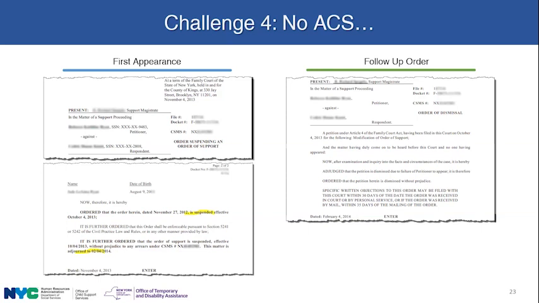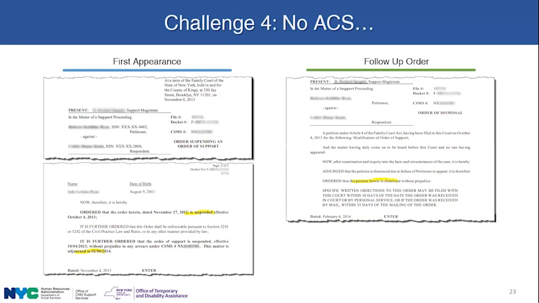The account was charging based on an order of support dated November 27, 2012. A petition on this case was filed on October 4, 2013 to modify the existing order of support. The first appearance resulted in an order suspending the order of support, and the case was adjourned for a few months. The follow-up appearance resulted in an order of dismissal. So this order of dismissal did not include any language indicating that the temporary order of support was vacated or terminated and the prior order of support was reinstated.